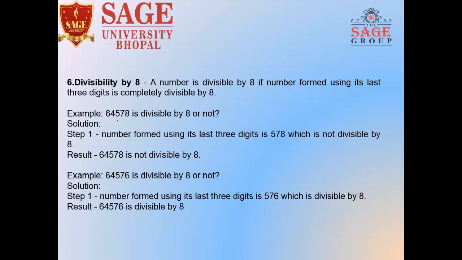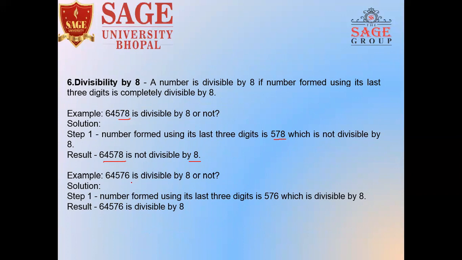Divisibility by 8 is similar to 4. For checking the divisibility by 4, we consider the last 2 digits. For checking the divisibility by 8, we consider the last 3 digits. Here is the example 64578. We are taking the last 3 digits 578 and checking whether 578 is divisible by 8 or not. If 578 is divisible by 8, then your entire number is divisible by 8. If not, then it is not. So here we conclude 578 is not divisible by 8, so 64578 is not divisible by 8.